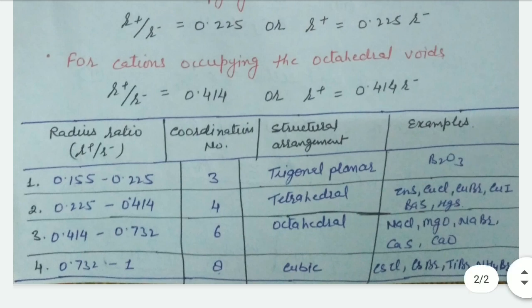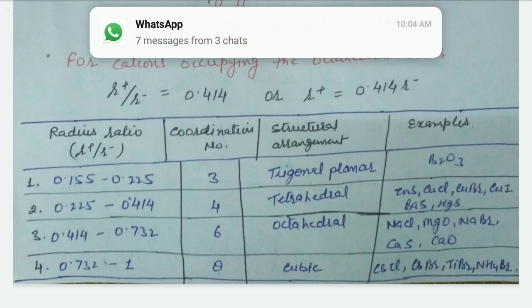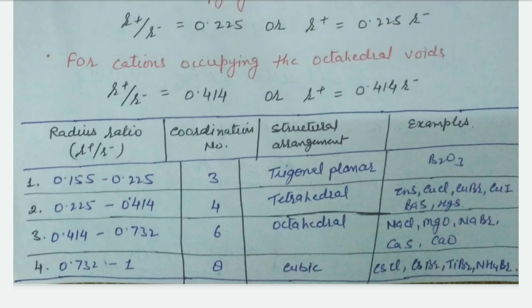Third one is when the radius ratio is between 0.414 to 0.732, the coordination number is 6 and it forms an octahedral shape. There are some examples: NaCl, MgO, NaBr, CaS. CaO is a common example of octahedral. Those have coordination number 6 and the radius ratio between 0.414 to 0.732.